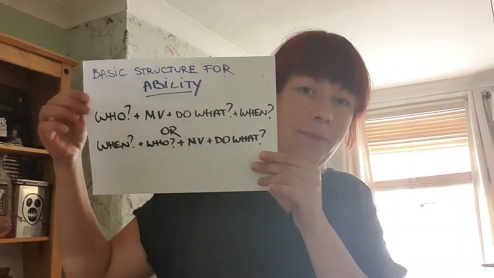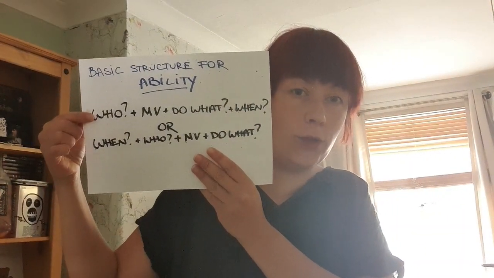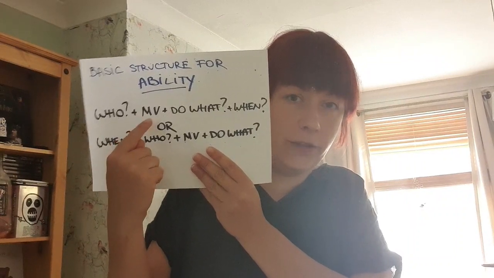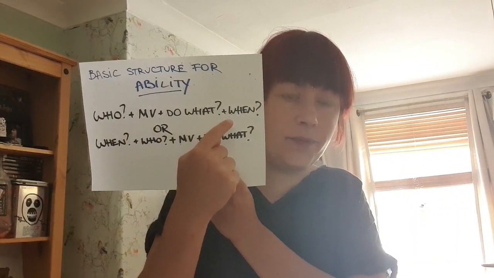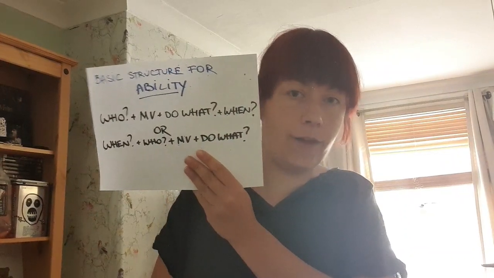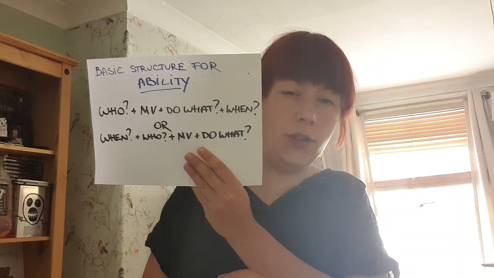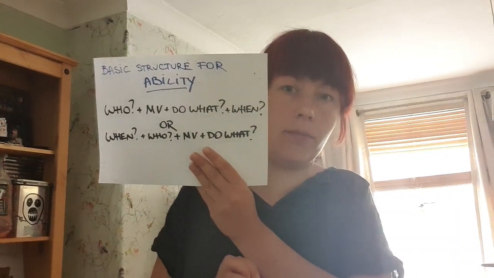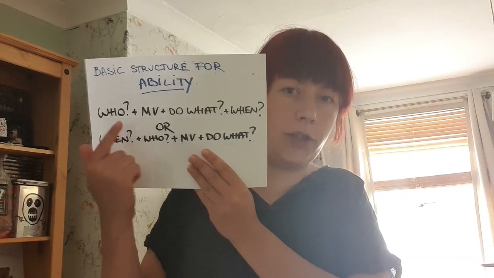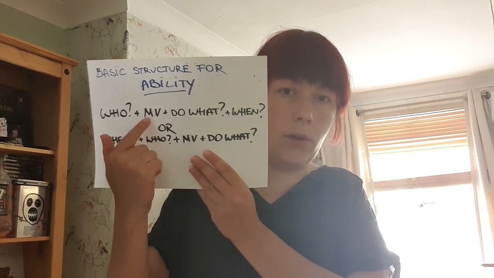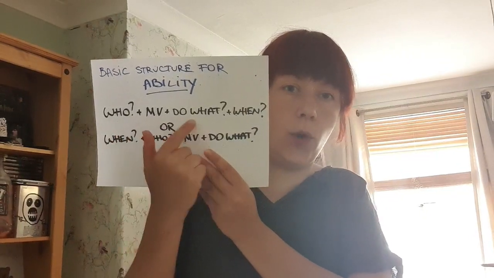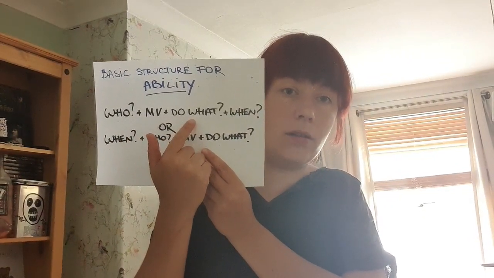So, what about the basic structure here? The basic structure, when you talk about ability, is again, I've written the questions for you. So you've got who you're talking about, modal verb, do what, and when. So when you talk about the past, if it's not clear from the context, it's important to mention when, because otherwise it doesn't really make sense or it will raise questions. So for example, who, I, modal verb, could, do what, run a marathon, when.